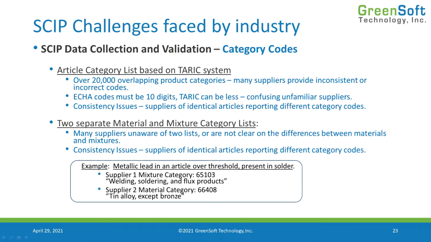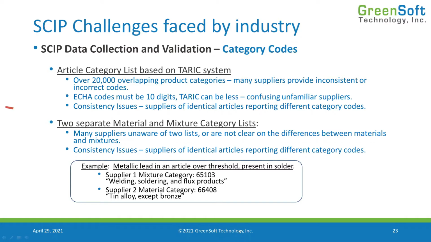The other confusing part of this is that ECHA codes must be 10 digits. Right? So the category code is 10 digits, but TARIC codes can be less. So when people are trying to apply TARIC codes, it's confusing suppliers. And these consistency issues are a problem because we don't want identical articles listed in our product's SCIP notification that are categorized differently, because it calls the trustworthiness of our data into question. I can't trust this data if these guys don't even know that the same part has the same code, right?